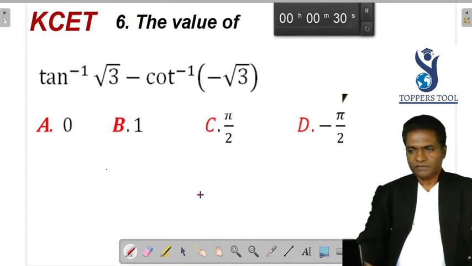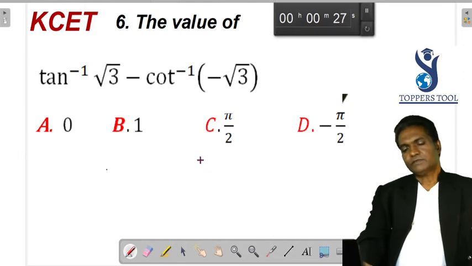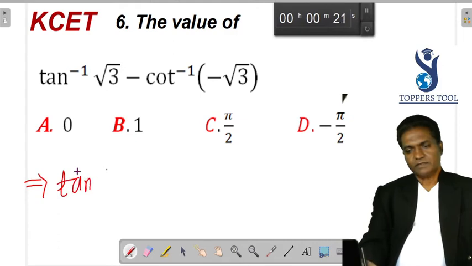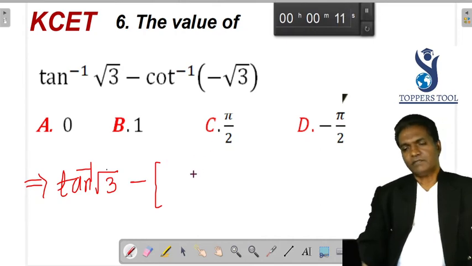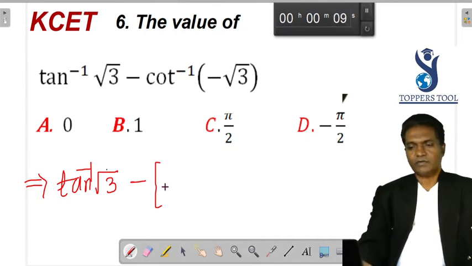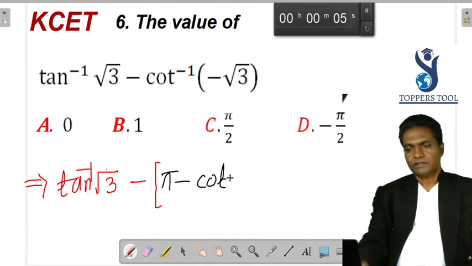So tan inverse of root 3 as it is, and the cot inverse of minus x property. If you don't know that, then you can't do it. Yes, I am giving this hint.